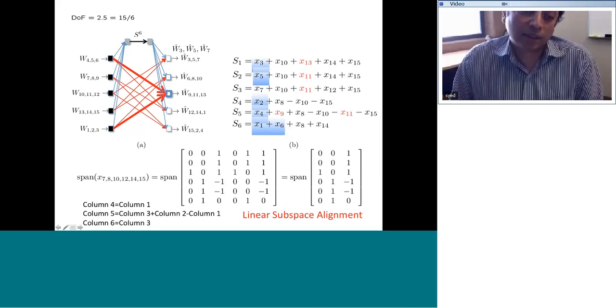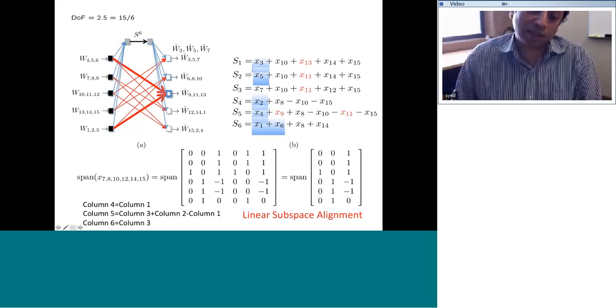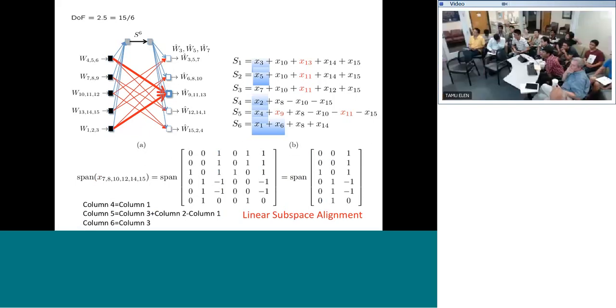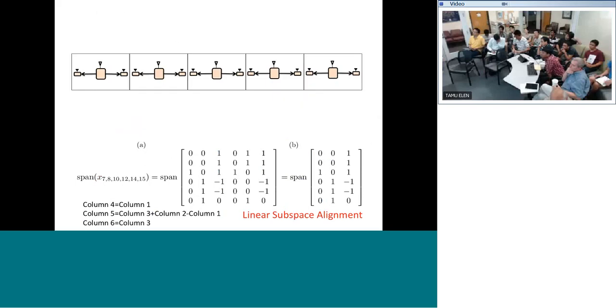But as it turns out, the 6 interfering symbols only span a 3-dimensional space. So if you look at the beamforming directions for each of them, they will span only a 3-dimensional space. So really, it's as if there are only 3 interfering symbols. And so therefore, you have 6 equations. You can separate the 3 interfering symbols from the 3 desired symbols and decode everything.